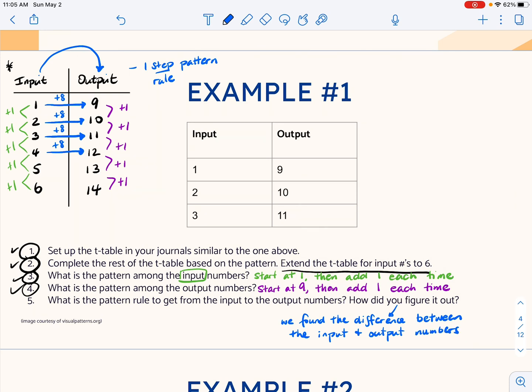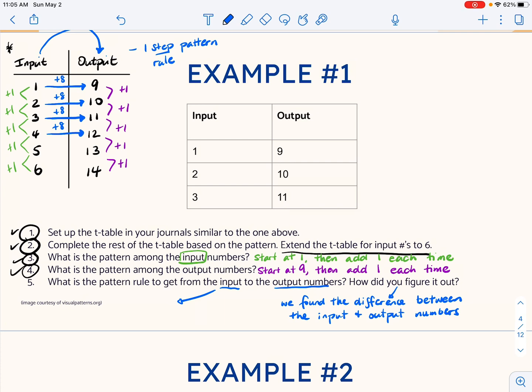What is the pattern rule to get from the input to the output numbers? Well, the pattern rule is you add 8 to the input to get the output. Because we found that common difference of 8. This is how you would express and communicate the different patterns amongst the input, the output, and the pattern rule to get from the input to the output numbers.